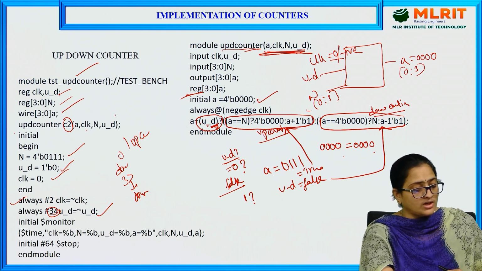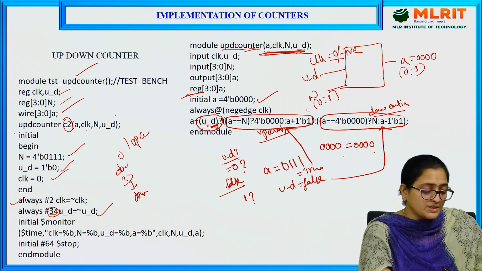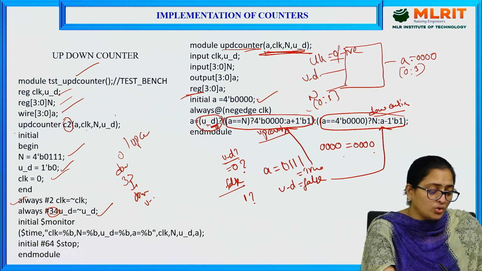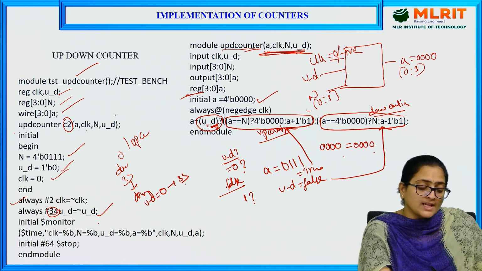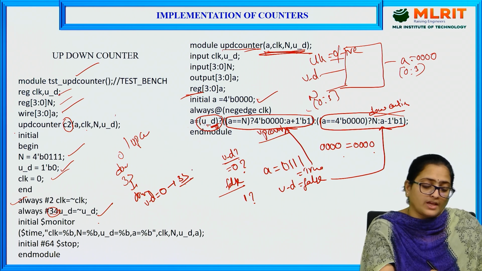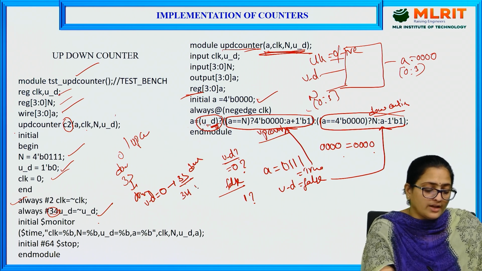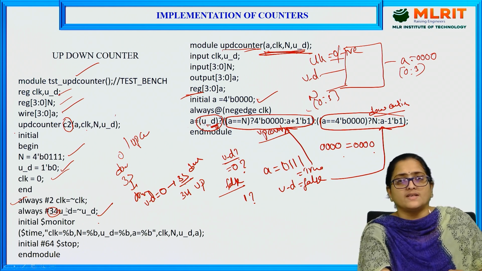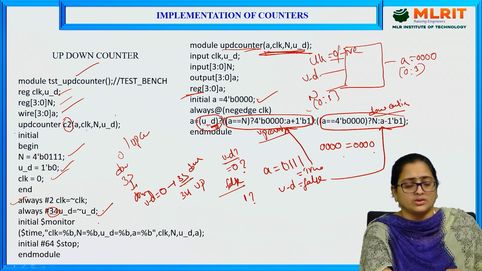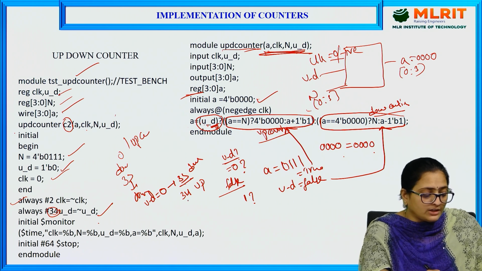Always hash 34 u_d is equal to complement of u_d, which specifies that the u_d value will be 0 till 33 time intervals. So till these 33 time intervals, it performs a down counting, and after the 34th time interval, it starts performing with the up counter, because at the 34th time interval, I am asking to complement the u_d value. So at the 34th time interval, it starts with the up counting.